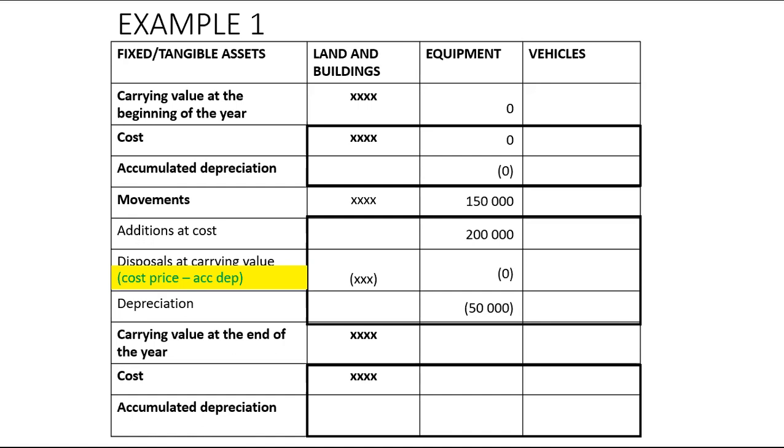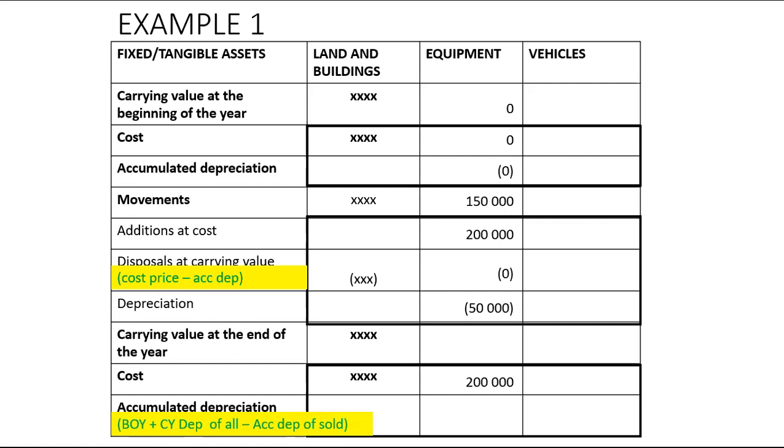Now, we didn't have any equipment at the beginning of the year. So the cost of equipment at the end of the year will be the cost of the equipment that we purchased during the year, which was 200,000. Accumulated depreciation, on the other hand, use this formula to calculate it. You take the balance at the beginning of the year, you add current year depreciation of all equipment, and you minus the accumulated depreciation of equipment sold.